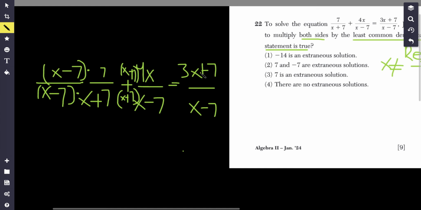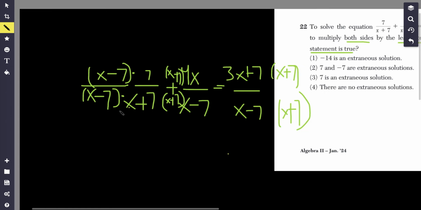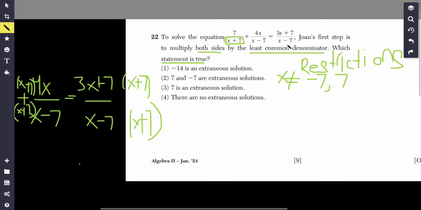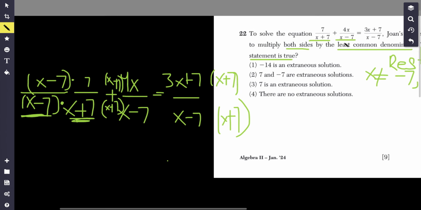And for the third equation, I'm going to multiply the top and the bottom by x plus 7. The reason for this is, look at the denominator now. Our common denominator is x minus 7 times x plus 7, right? Whenever you're trying to find the common denominator of a rational equation, most of the time it's just going to be these two denominators multiplied together. So in this case, our common denominator is x plus 7 times x minus 7.